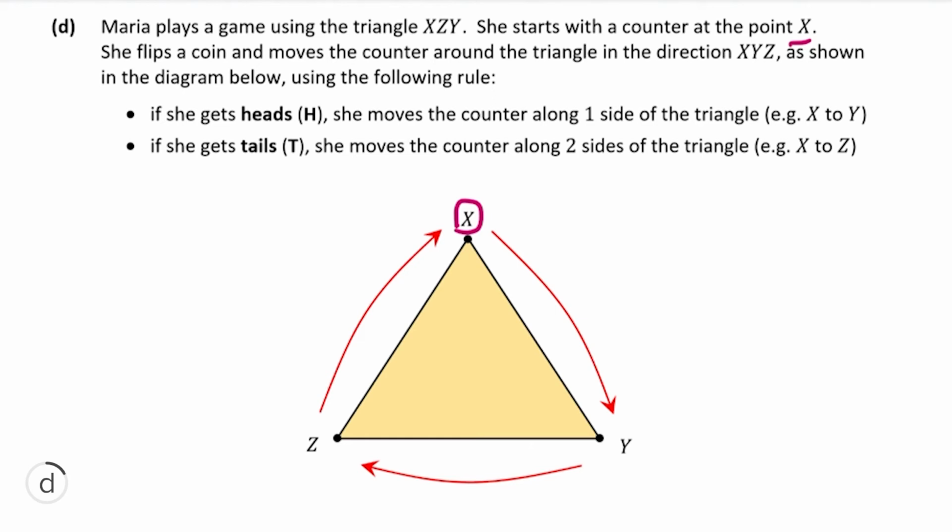And so when she flips this coin, if she gets a head, which we'll call H, she moves the counter along one side of the triangle. Or in other words, from X to Y, or if she was already at Y, she'd go from Y to Z, or if she's already at Z, she'd go from Z to X. And if she gets a tails, which we'll say is a T, she moves the counter along two sides of the triangle. So she'd go from X to Y to Z, so X to Z, and if she is at Y, she'd go from Y to X, or if she's at Z, she'd skip X and go straight to Y.